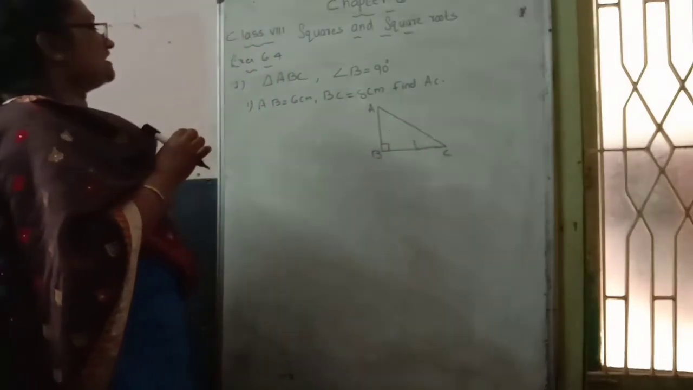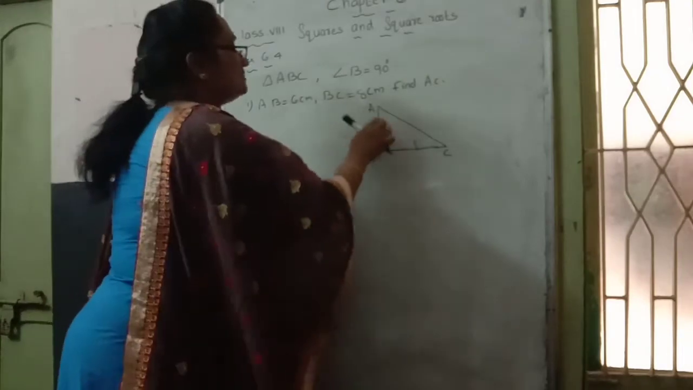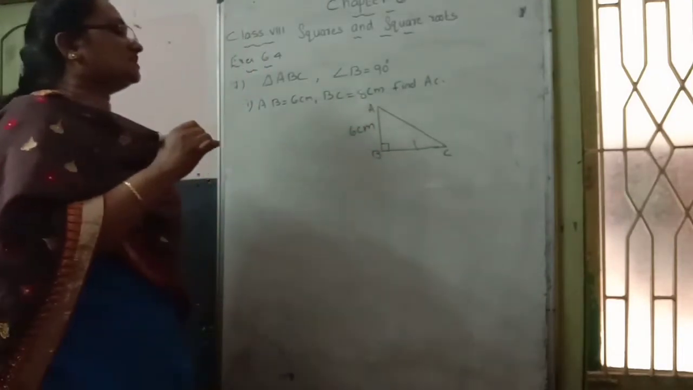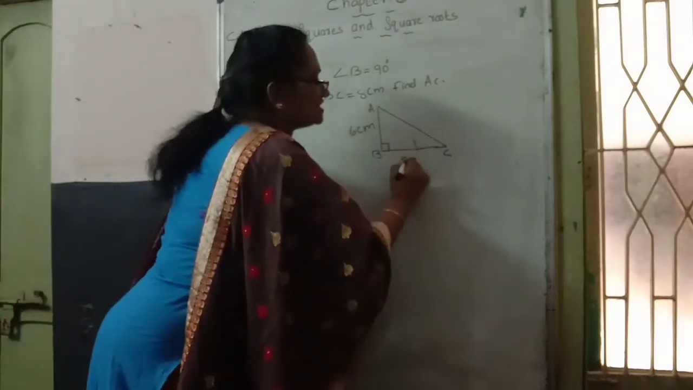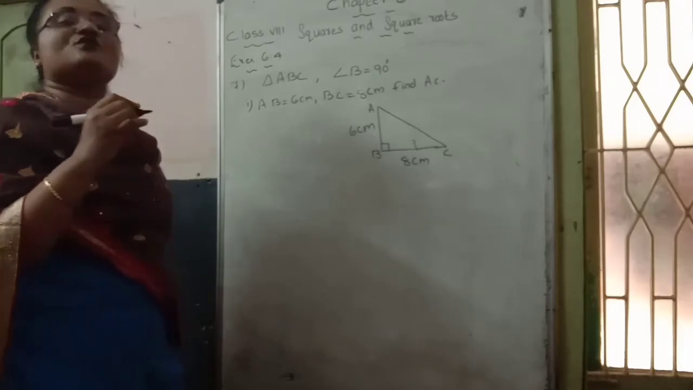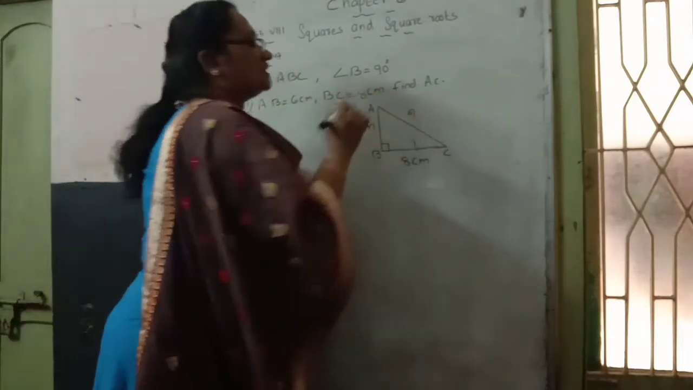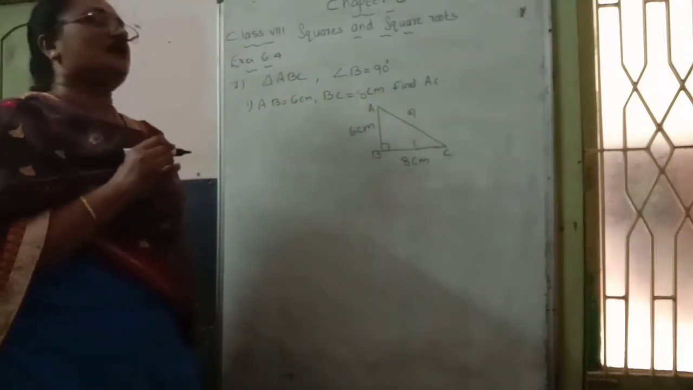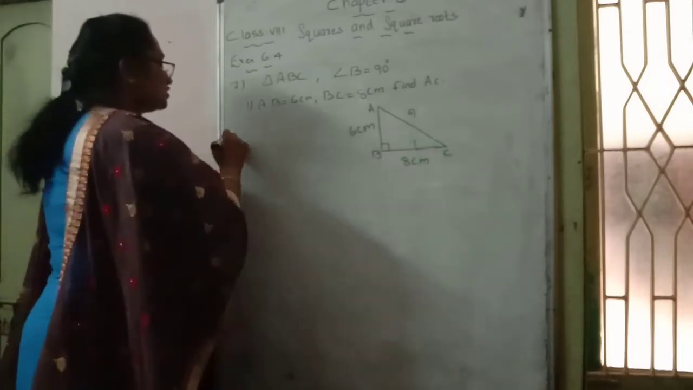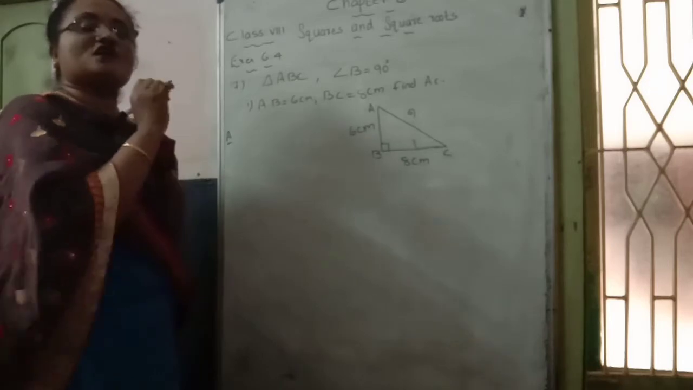Which side values are given? AB side, here, is 6 centimeter. BC side is 8 centimeter. And they ask us to find the AC side value. How to find it? Apply the Pythagoras theorem. What is the Pythagoras theorem statement?